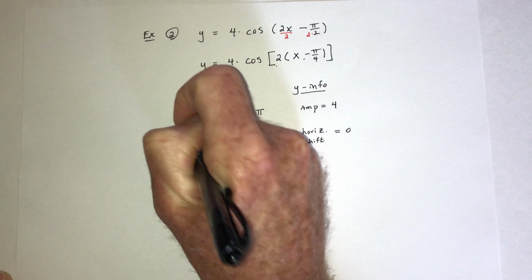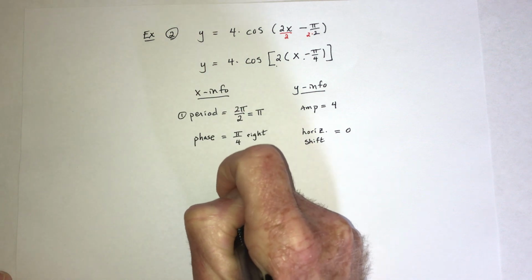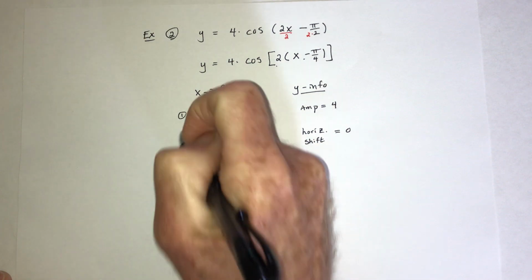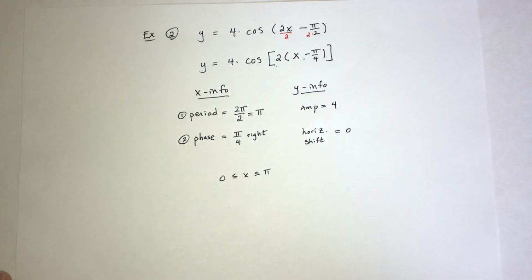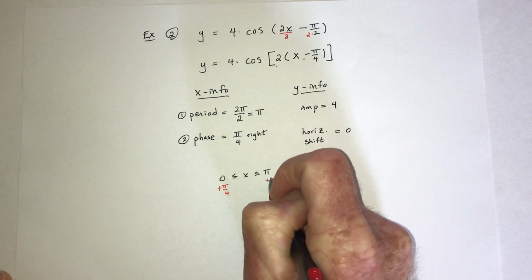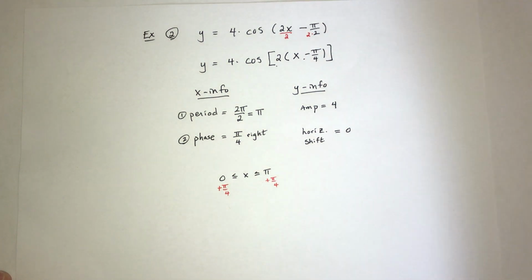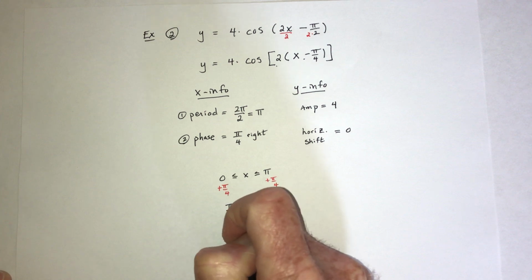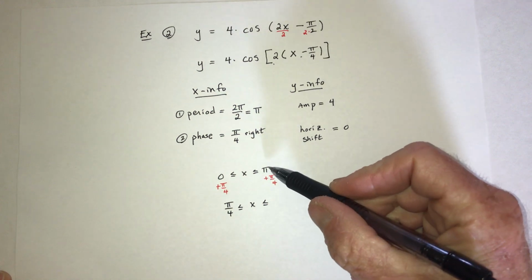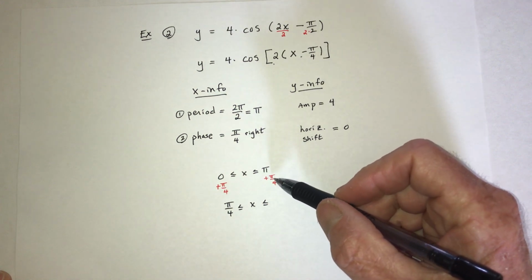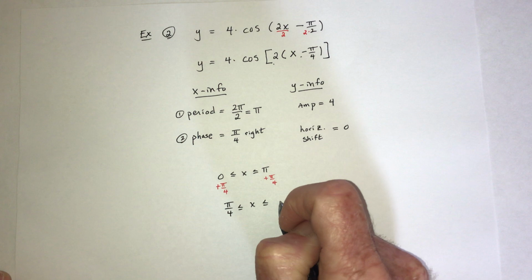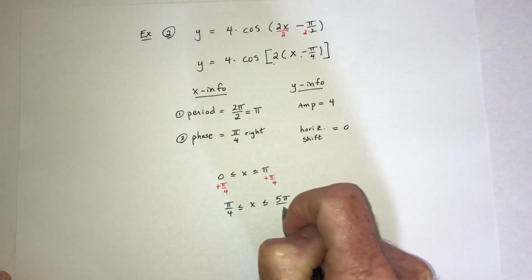Okay, so I'm going to use this method. First of all, do the period. So that means that x is between 0 and pi. Number 2, do the phase shift. So add pi over 4 and add pi over 4. So this side is going to be pi over 4. So x is between pi over 4 and what? Well, if this was $1 plus $0.25, that would be $1.25, which is the same as 5 quarters. This is going to be 5 quarters of pi.